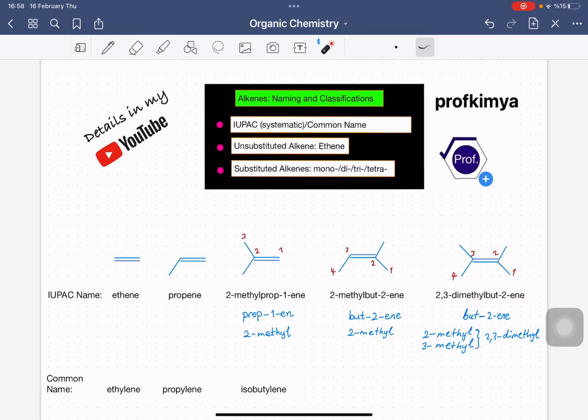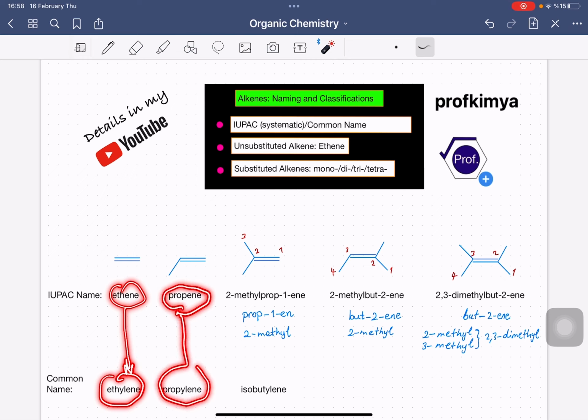So this is how we name alkane molecules in a systematic way. There are also common names of the alkane molecules. Some of them have a common name. Ethene, for example, has a common name of ethylene. Propene has a common name of propylene. This molecule, 2-methyl prop 1N, has a common name of isobutylene.